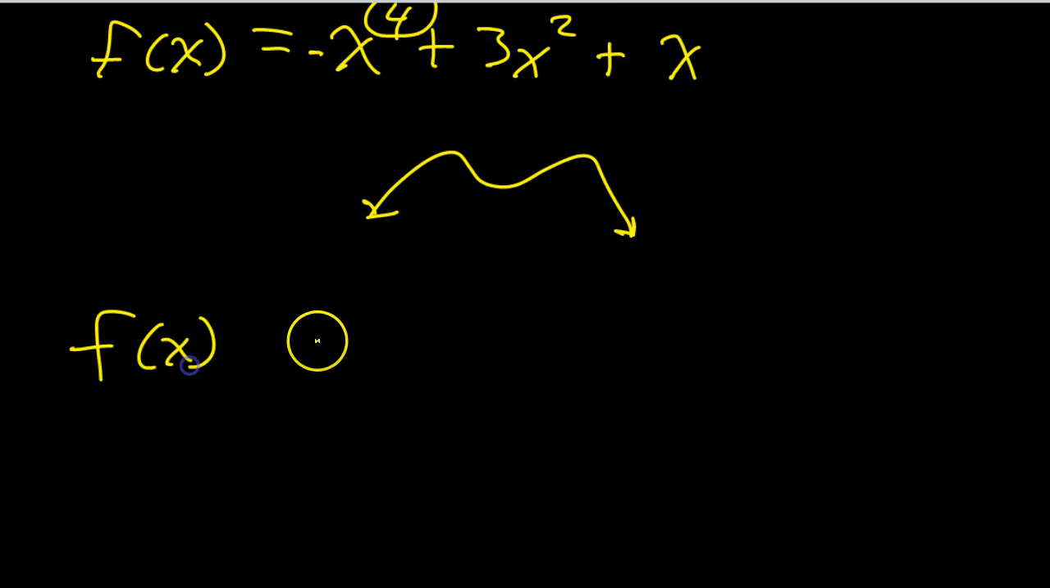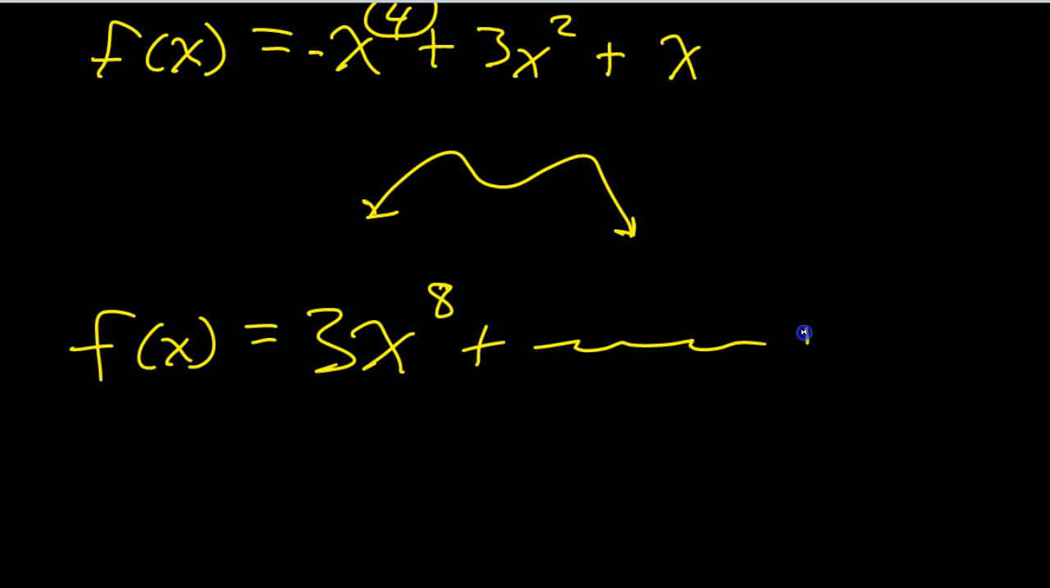Let me just skip way ahead. Say if I had 3x to the 8th power plus whatever else, it doesn't really even matter, plus 5. Show me with your arms what the ends of this graph would be doing. Would it be going like this, or like this?